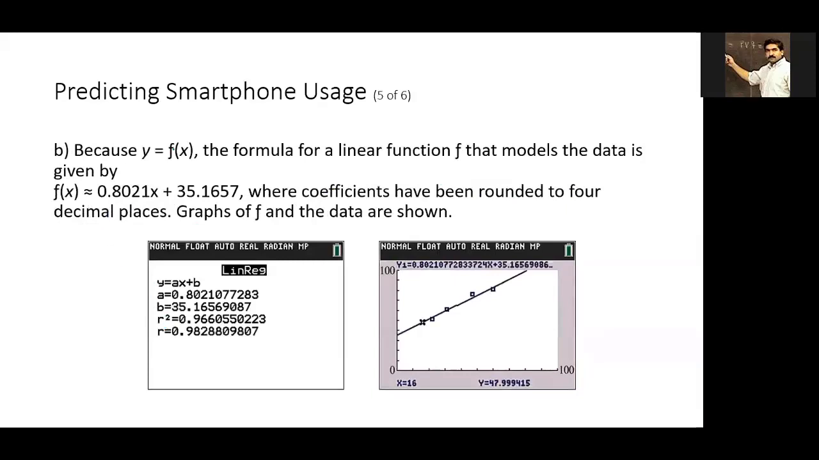So for part B, because y is equal to f of x, the formula for the linear function f that models the data is given by, okay, a calculator finds that f of x equals about 0.8021x plus 35.1657, where the coefficients have been rounded to the 4th decimal place. Graphs of f and the data are shown. So the calculator figures out the y-intercept and slope and graphs it for us.